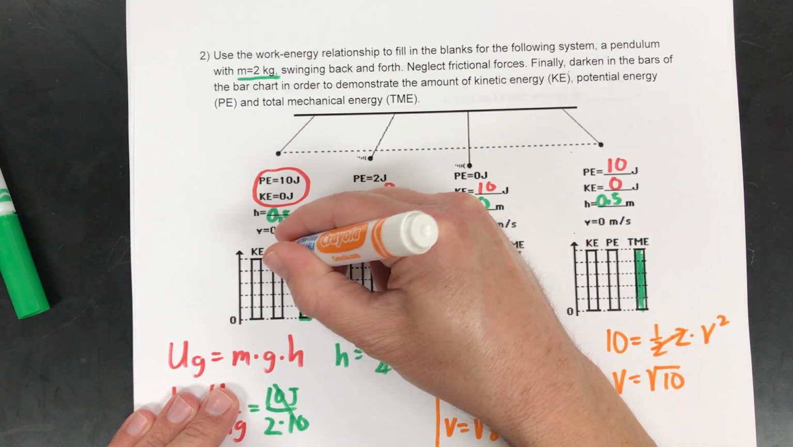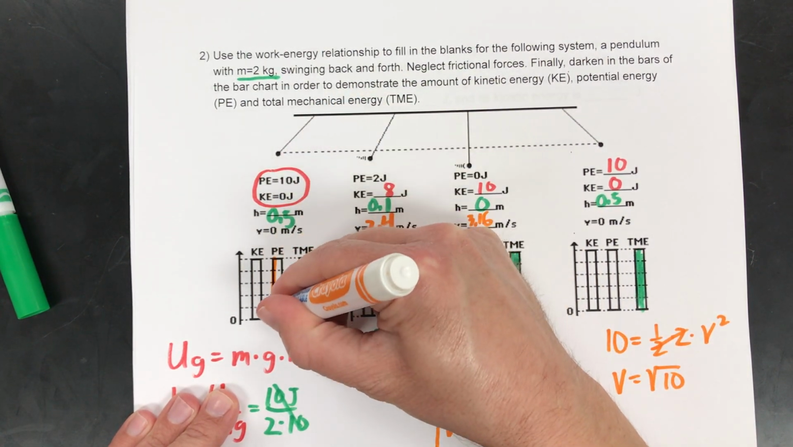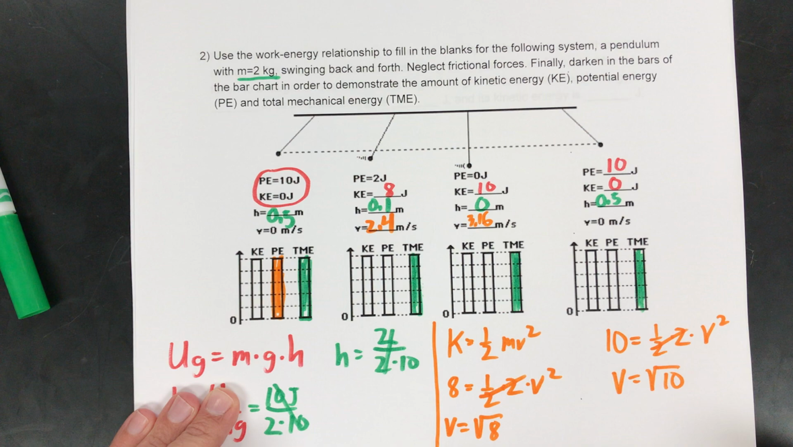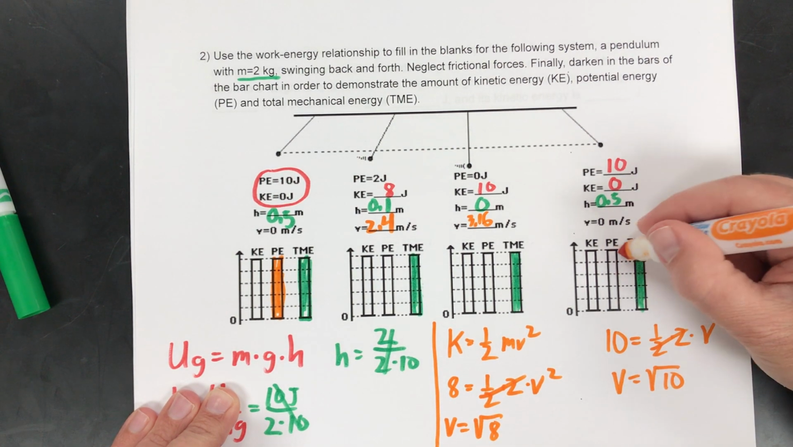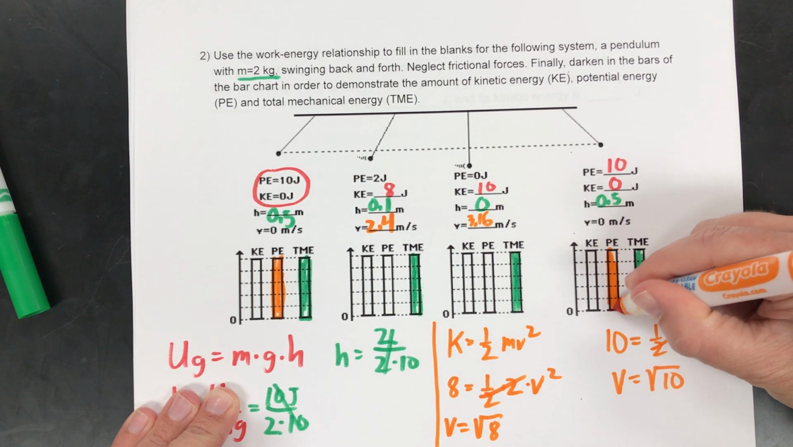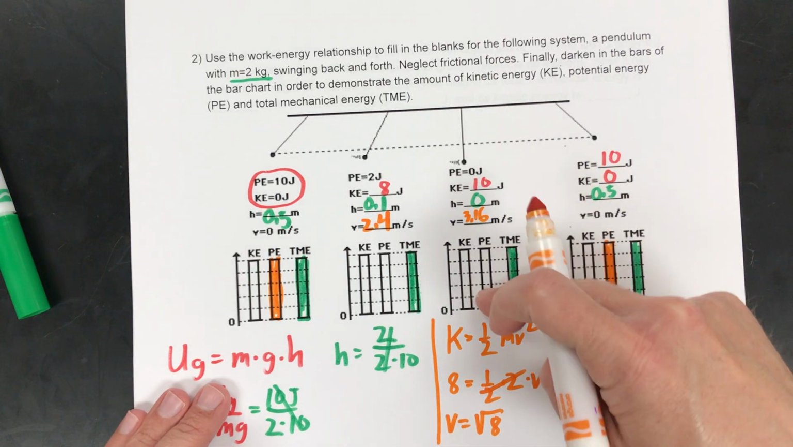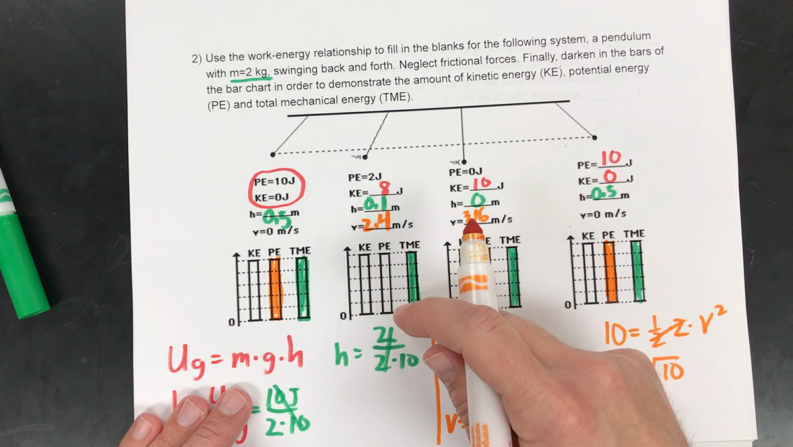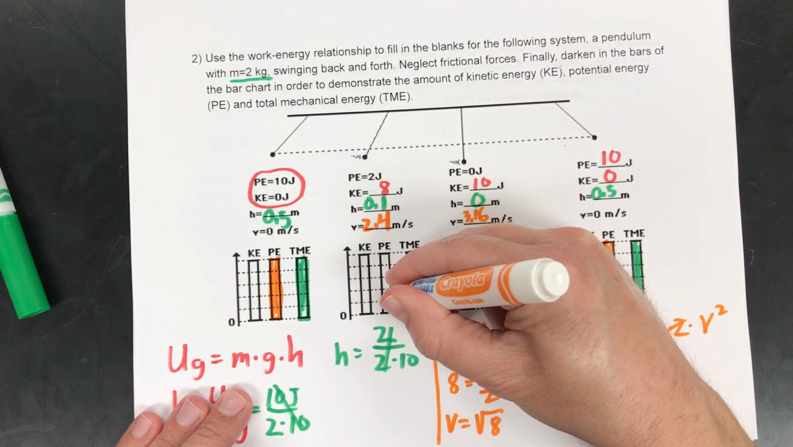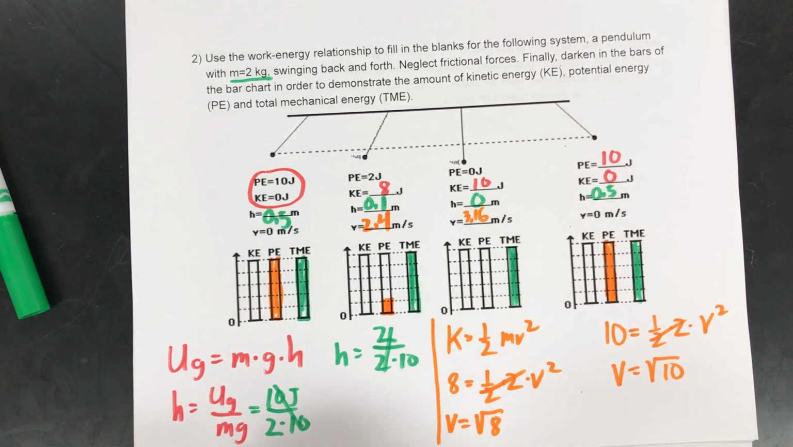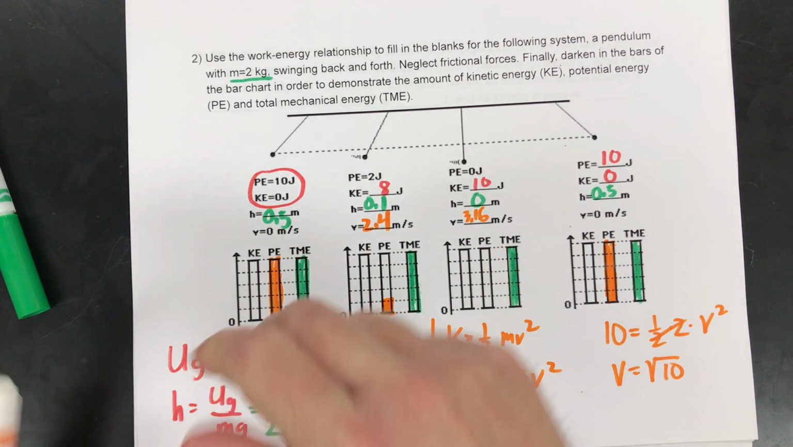Now, the potential energy in the first one here, it's all potential, so we could fill that one in. Same thing on this last one over here, it's all potential, so we could fill it in there. On this one, we have no potential, so we'll leave that blank. And here, 2 joules are potential, so on my graph, 2 joules would be 1 bar there.